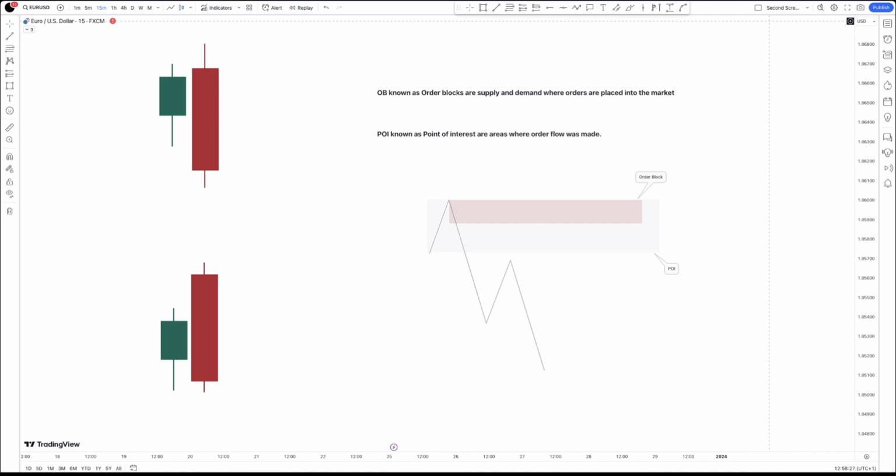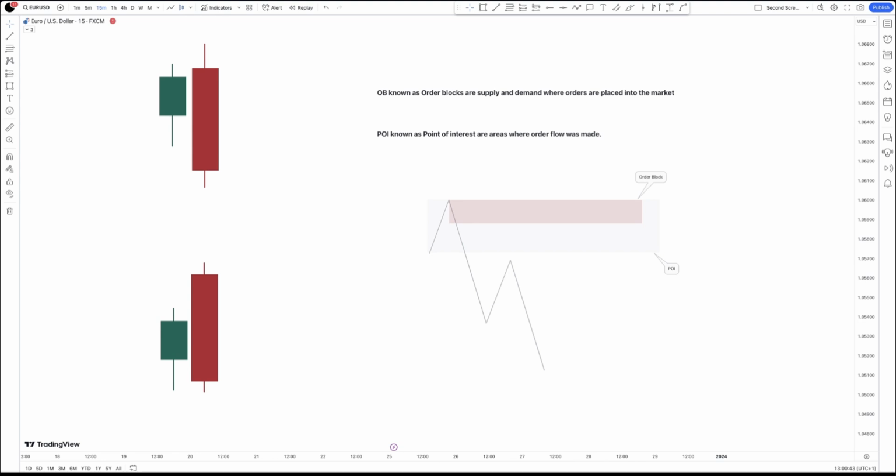and the fact that the two are different does not mean they don't work. With POIs, price might come to your POI and not tap your order block, and price might come to your POI and exceed to your order block, either a supply or a demand. So these two are very crucial to understand when it comes to the concept of spotting the right order block.